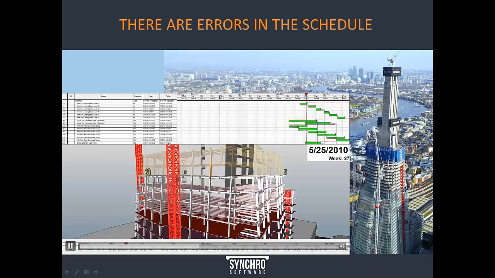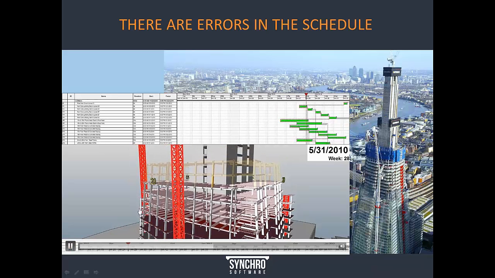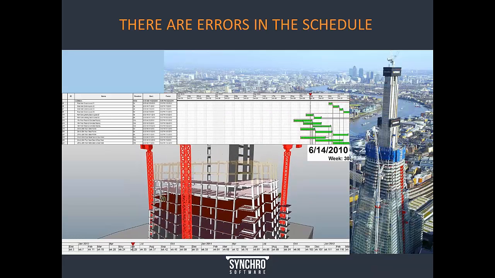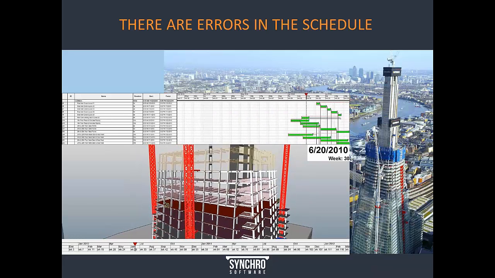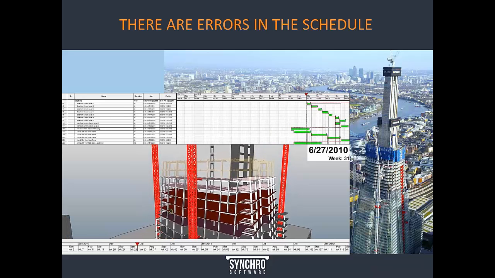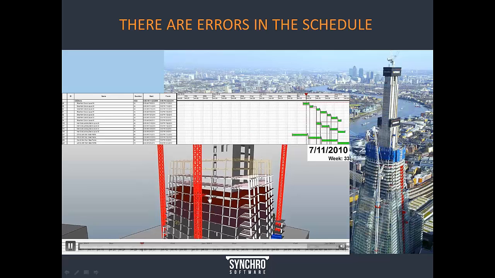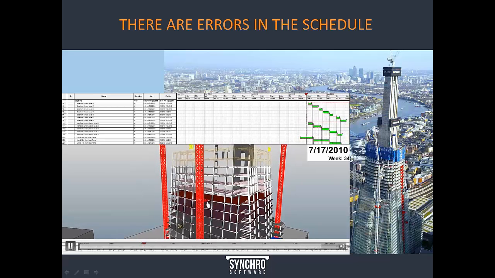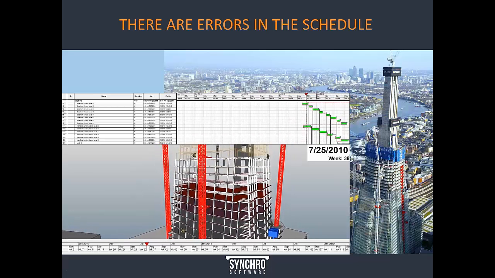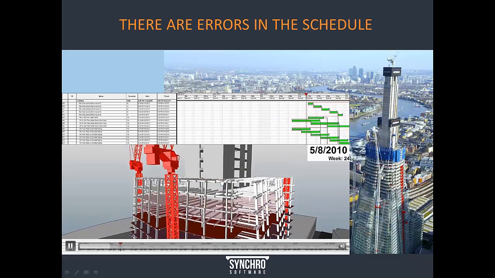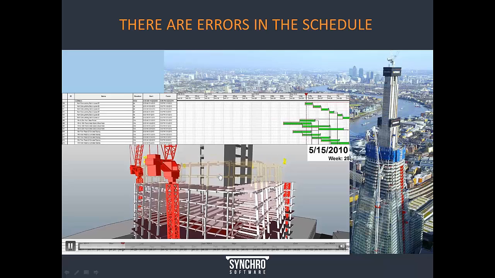By finding this, which is almost impossible to find in a traditional schedule, but by finding this in the 4D, they're able to make the adjustment before the work actually occurs and move on from there. So just an example of what I would consider to be a fairly typical error that happens in some cases multitudes of times in a construction schedule.